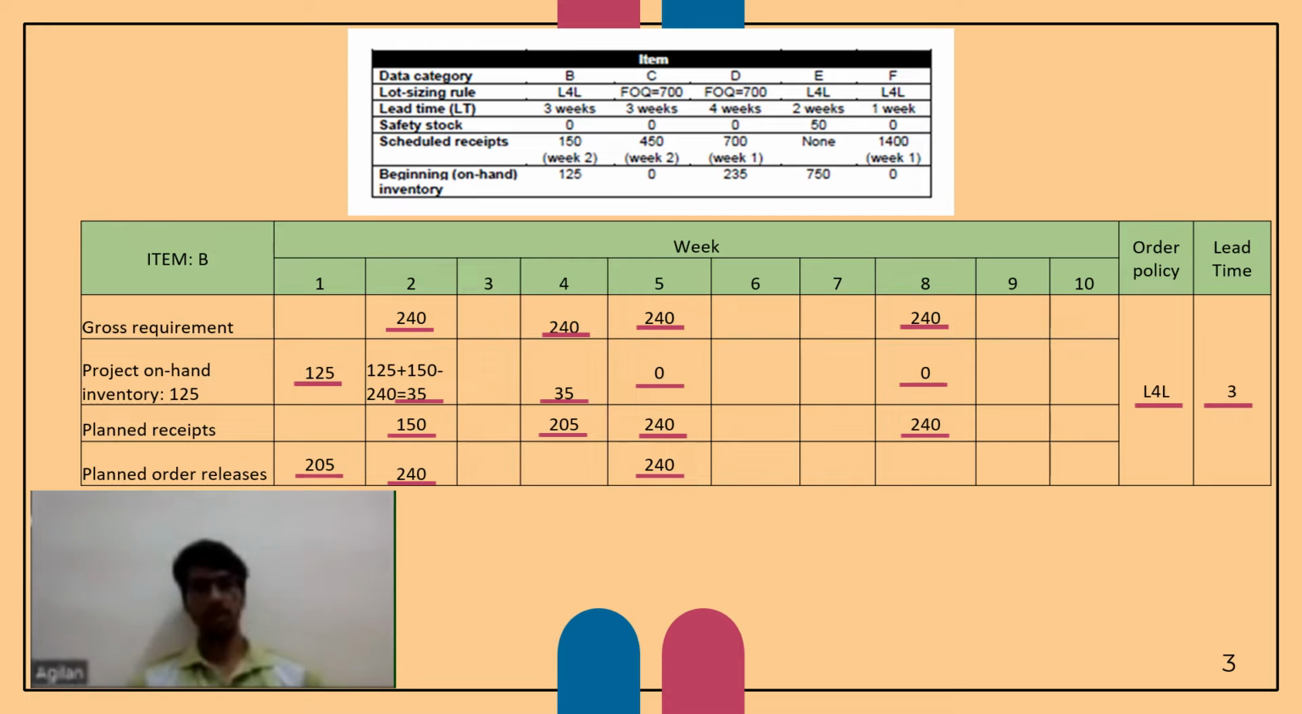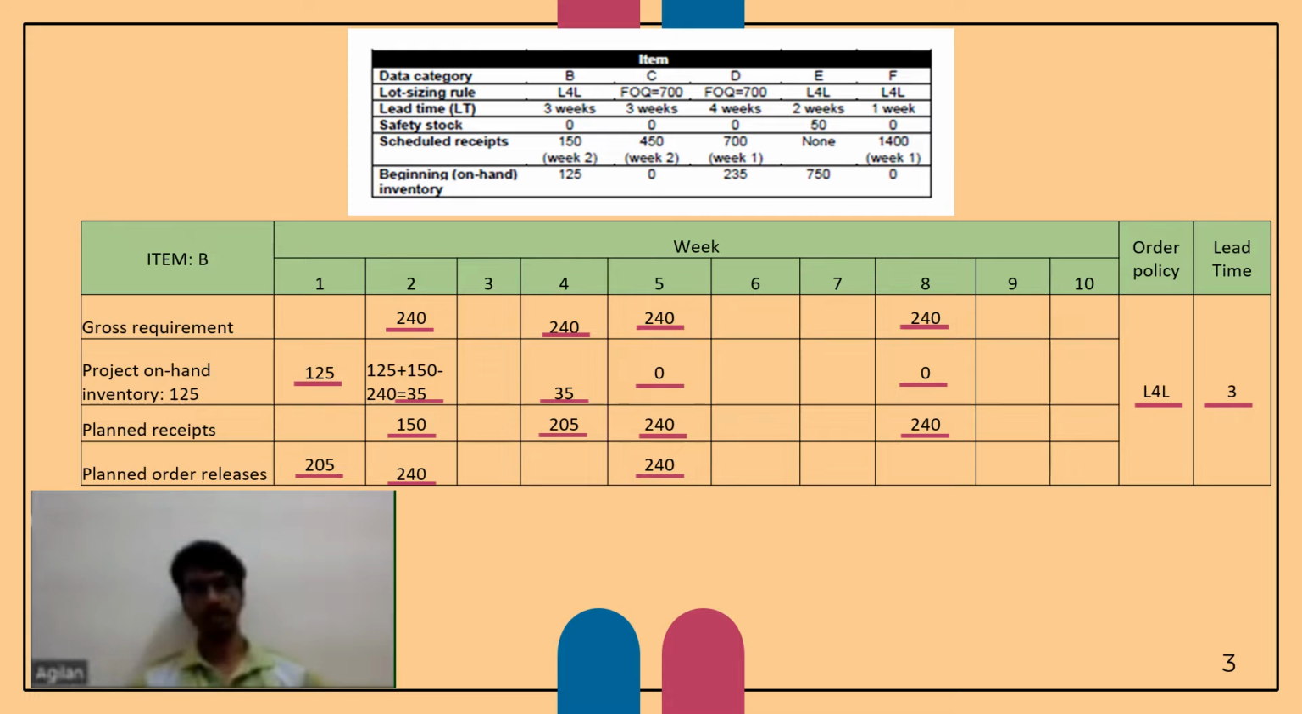The 150, as you know, you can get from the scheduled receipts. And the 240 is from the planned order releases. So 240 here, then the 240 moves on to here. 240, then 35, the 35 is from week 2. And then 240 minus 35, we will get 205. And before that, week 3, there is no production at all. So we will move on to week 4.